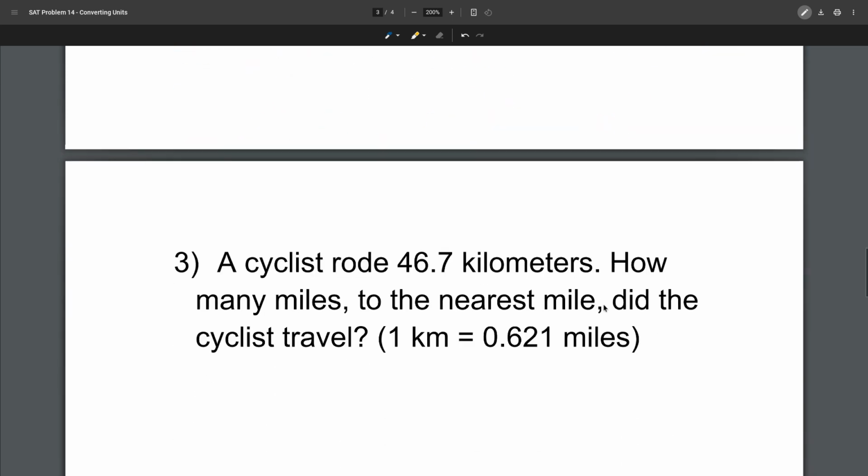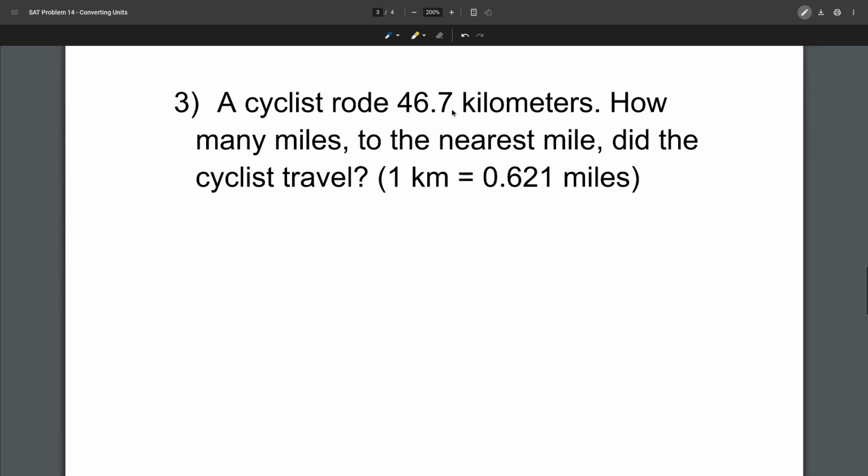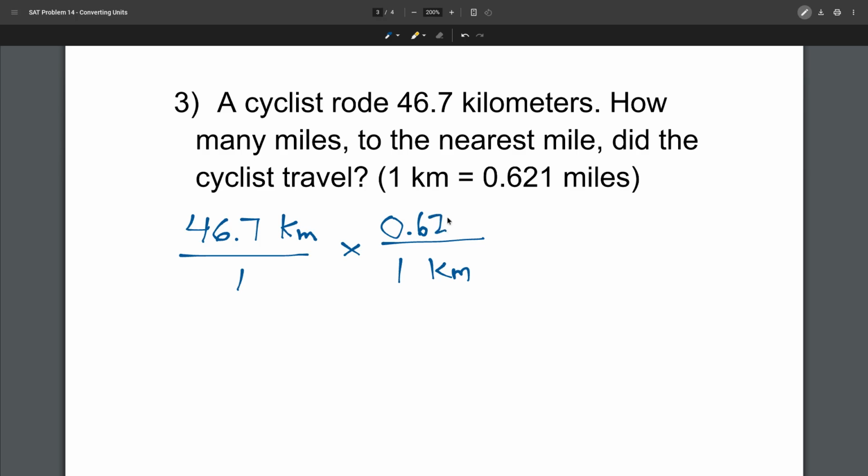Let's look at another one. A cyclist rode 46.7 kilometers. How many miles to the nearest mile did the cyclist travel? 1 kilometer equals 0.621 miles. All right, so let's do 46.7 kilometers. I'm going to do km. We'll do that over 1 times our conversion factor. So there's 1 kilometer for every 0.621 miles.